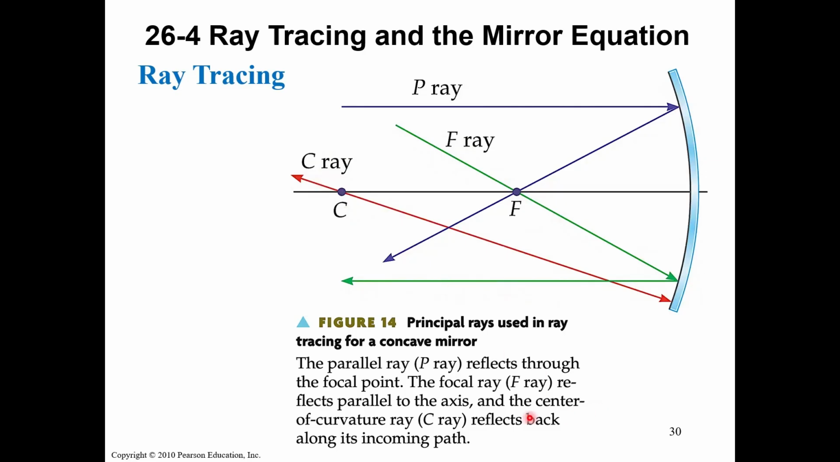C ray means the center of curvature ray. This ray goes through the center of curvature, so when it hits the spherical mirror, it actually makes a right angle with the surface. So angle of incidence and angle of reflection are both 0 degrees. Or in other words, the light ray is perfectly reflected towards the original direction. So if we have an object, we can always draw its P ray, F ray, and C ray. And for those three rays, we know how it will be reflected by this spherical mirror.